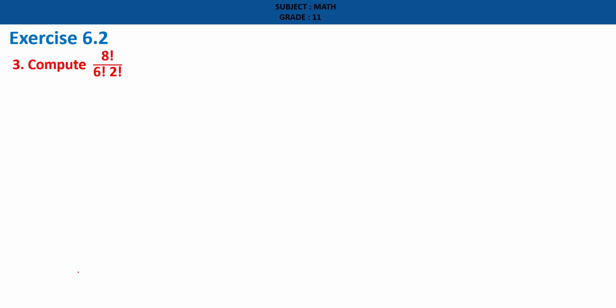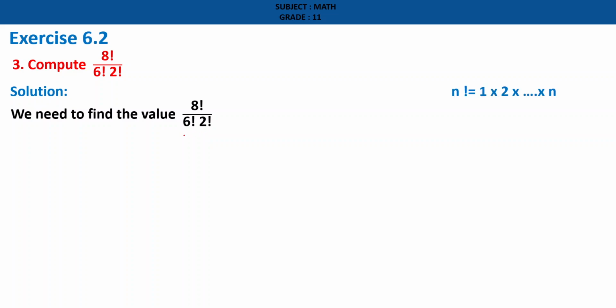Let us solve question number 3. Compute 8 factorial divided by 6 factorial times 2 factorial. Solution. We need to find the value of 8 factorial divided by 6 factorial times 2 factorial. We know that n factorial we can write as 1 into 2 into up to n. Then let us find the value of 8 factorial divided by 6 factorial times 2 factorial.